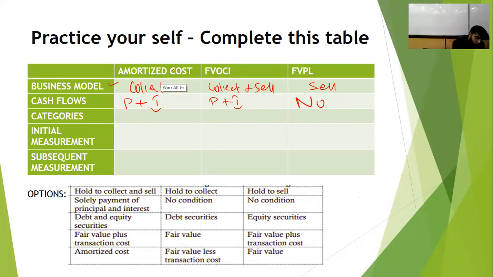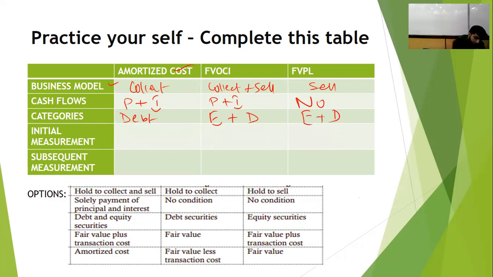Categories, amortized cost. We have seen this amortized cost in debt instrument. But fair value through OCI and fair value through PNL, this was available in equity as well as in debt.